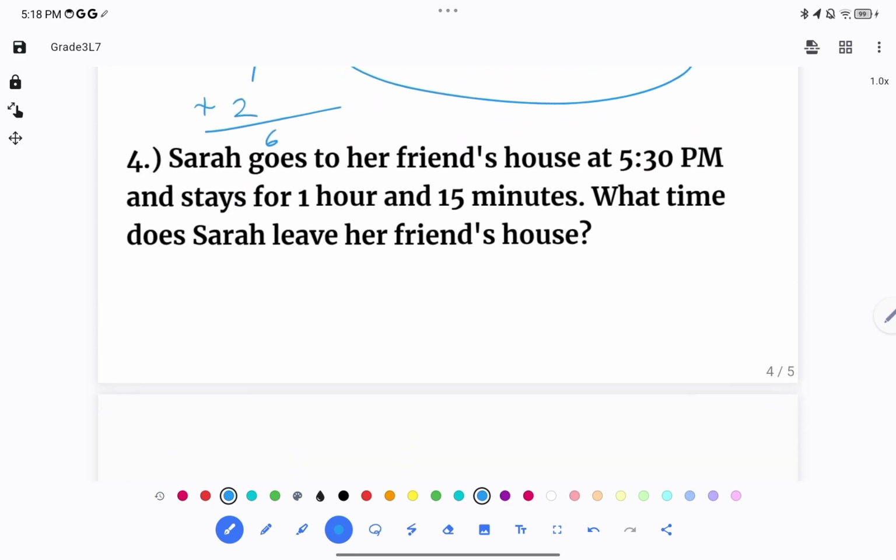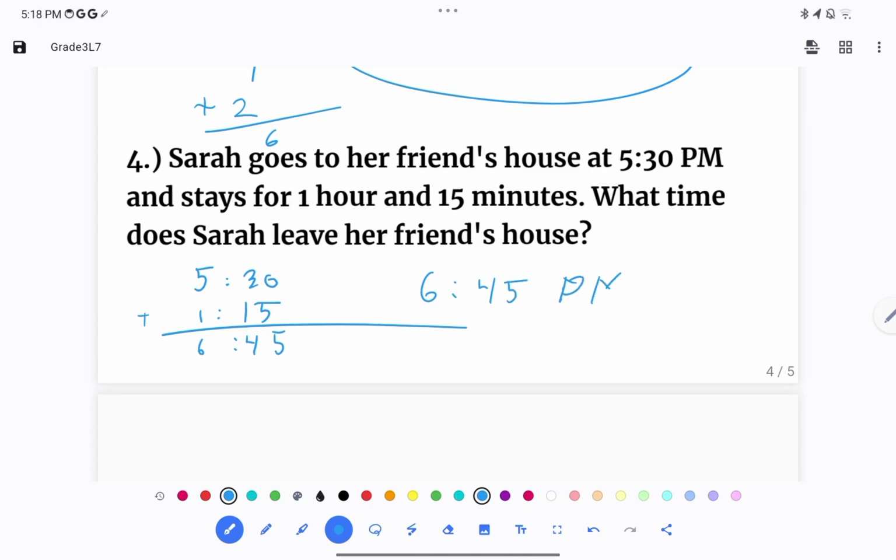Sarah goes to her friend's house at 5:30 p.m. and stays for an hour 15 minutes. What time does Sarah leave her friend's house? This is easy. We just add an hour and 15 minutes to 5:30. 45 isn't greater than 60, so we don't need to carry any hours, so it's just 5 plus 1, which is 6. So she leaves her friend's house at 6:45 p.m., because we start in p.m.